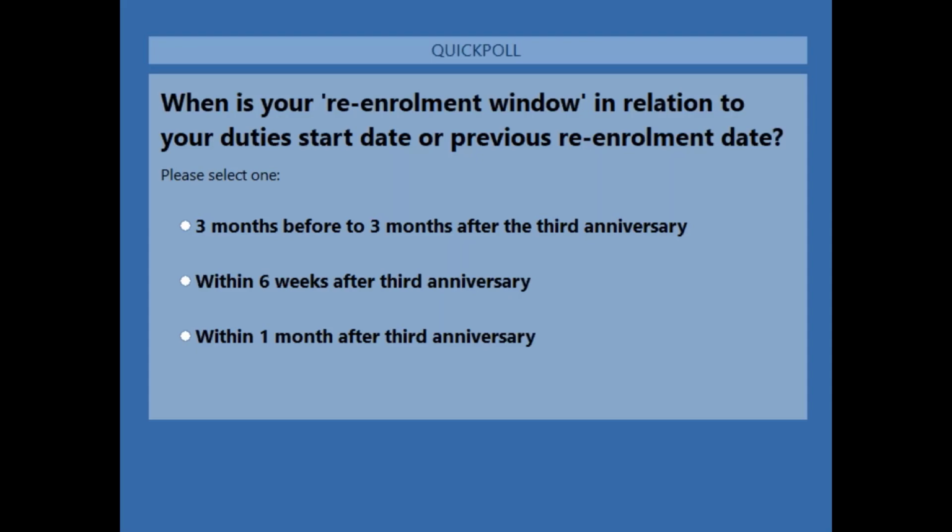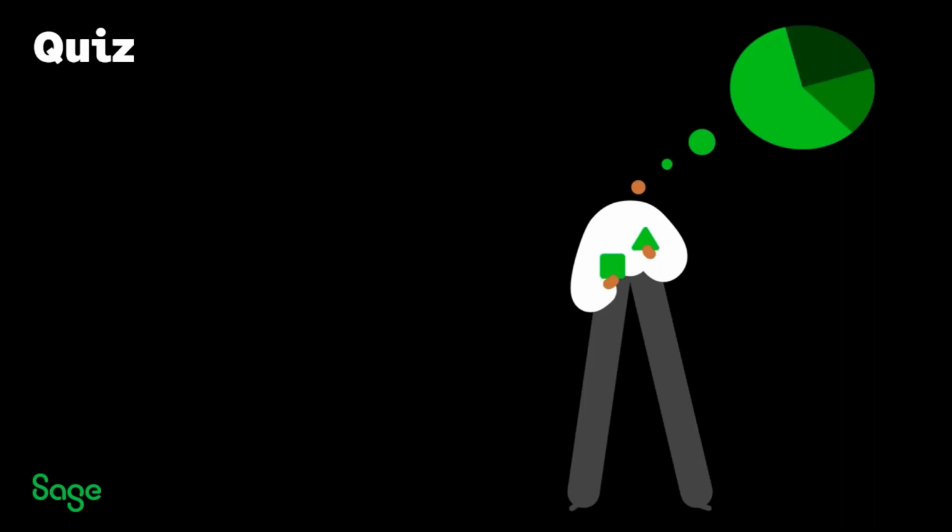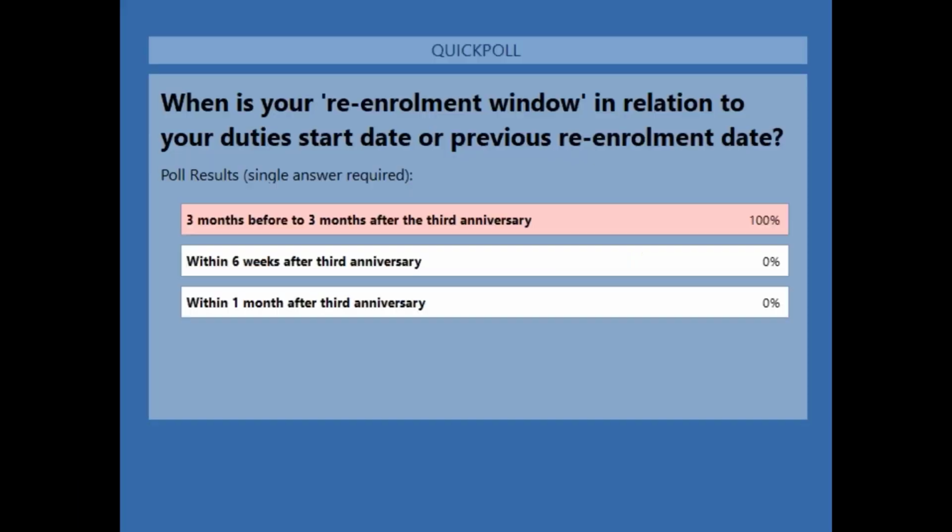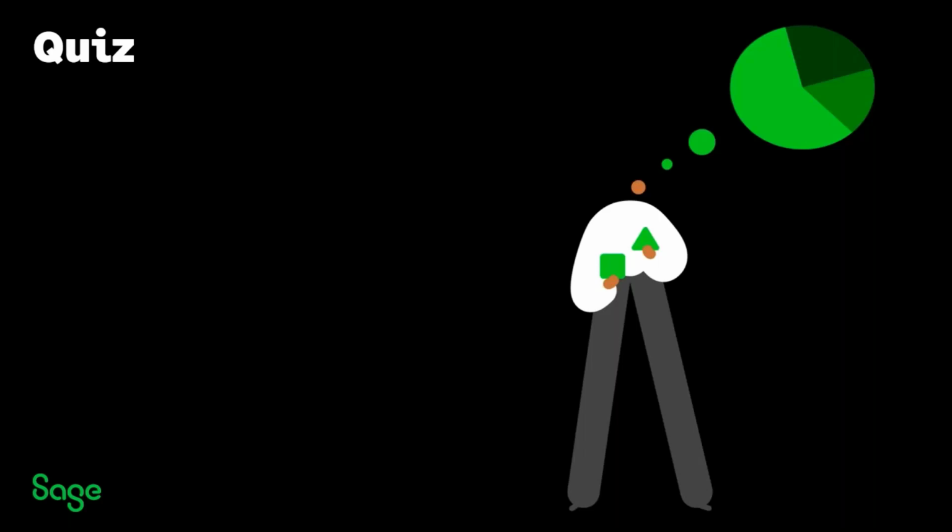So we've had 75% of votes in, and it's looking very positive here. So I'm going to close that poll down, and I'll just share your responses. And as you can see, we've got a 100% success rate on that one. You all got that one right. The re-enrolment window is that 3 months before to 3 months after the third anniversary of your duty start date or previous re-enrolment date. So I started you off with an easy one there. Let's go on to question 2.